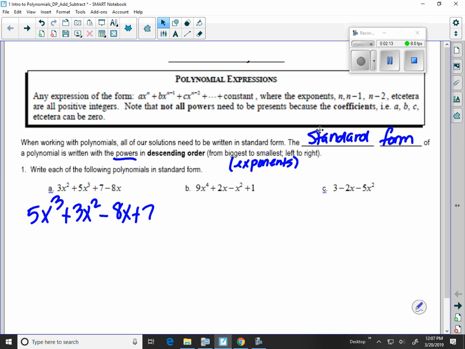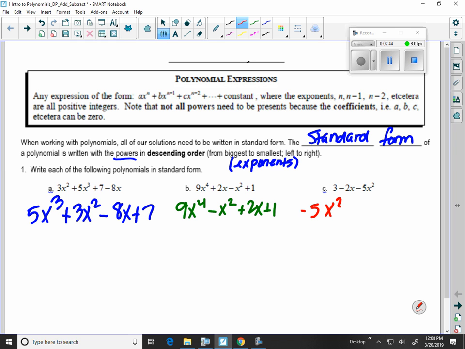All right, letter B, what comes first? 9x. Yeah, 9x to the fourth. Second? 9x squared. Yep. Next, 2x, and then 1. Good. Make sure that you keep the signs that are in front of that term. So, for example, my x squared had a negative. So when I moved it, I took the negative with it. Okay, what comes first in C? Negative 9x squared. Good. And then minus 2x plus 3.